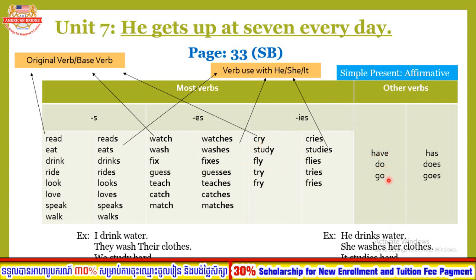And one more, the other case you need to remember as well: have, do, and go. We use them with the subjects in group 1: I, you, we, they. And has, does, goes, we use with group 2 subjects. What are they? He, she, it, right? Okay, so you need to remember.